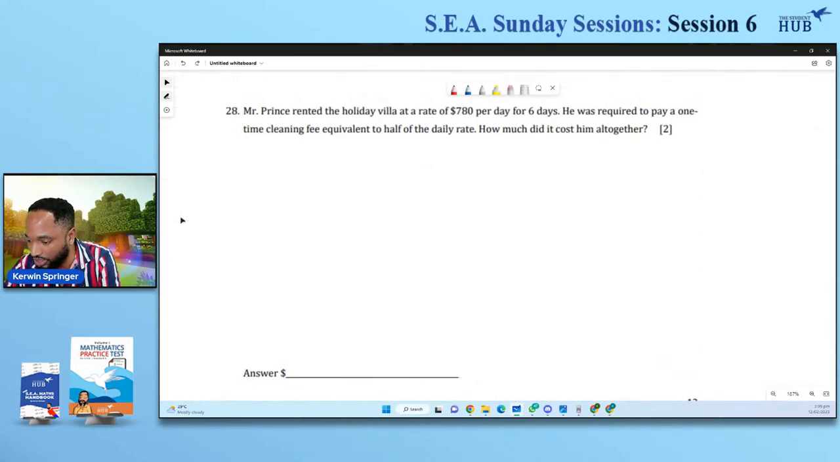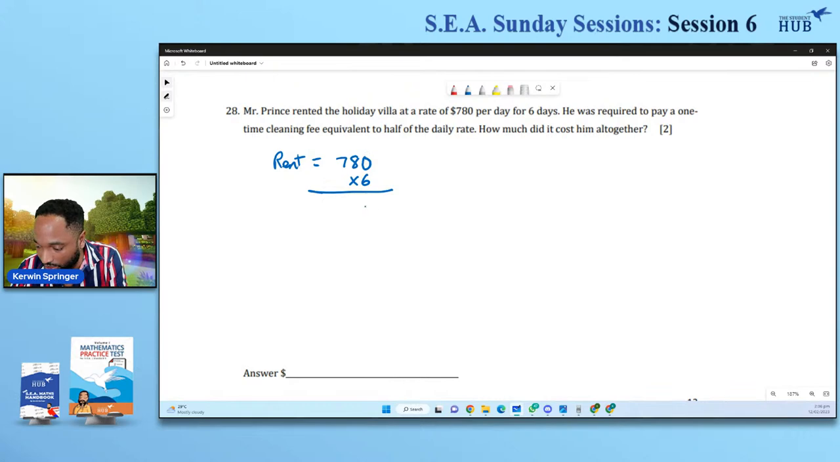Full speed. Mr. Prince rented the holiday villa at a rate of $780 per day for 6 days. He was required to pay a one-time cleaning fee equivalent to half of the daily rate. How much did it cost him altogether? So 6 days. In terms of the rent, the recurring cost was $780 every day. So this villa expensive, boy. 6 by 0 is 0. 6 by 8 is 48. Put back the 4 here. 6 by 7 is 42 plus 4 is 46. So is that the final answer?